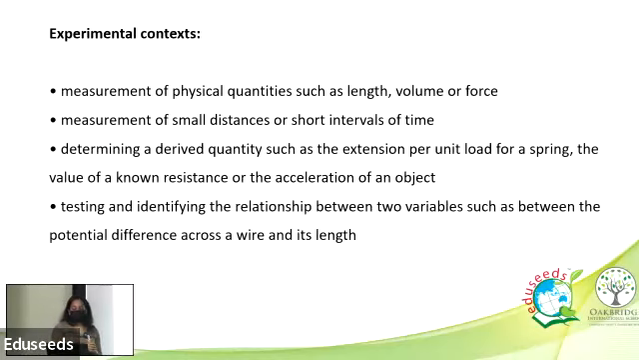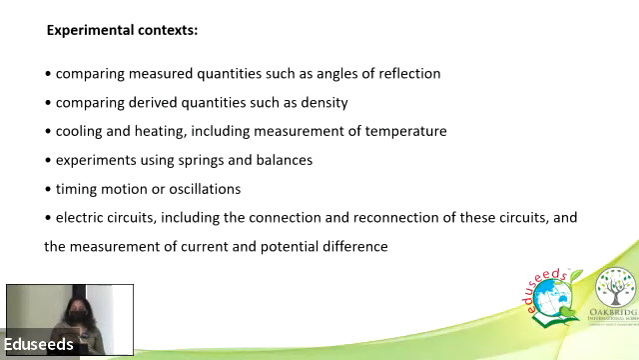And then testing and identifying the relationship between two variables like potential difference and the length of wire. What is the relationship between them? Comparing measured quantities such as angle of reflection. You have angle of reflection, you have angle of refraction. They ask you to compare the calculated measured value. And then comparing derived quantities such as density, as stated before this. Cooling and heating, including measurement of temperature.